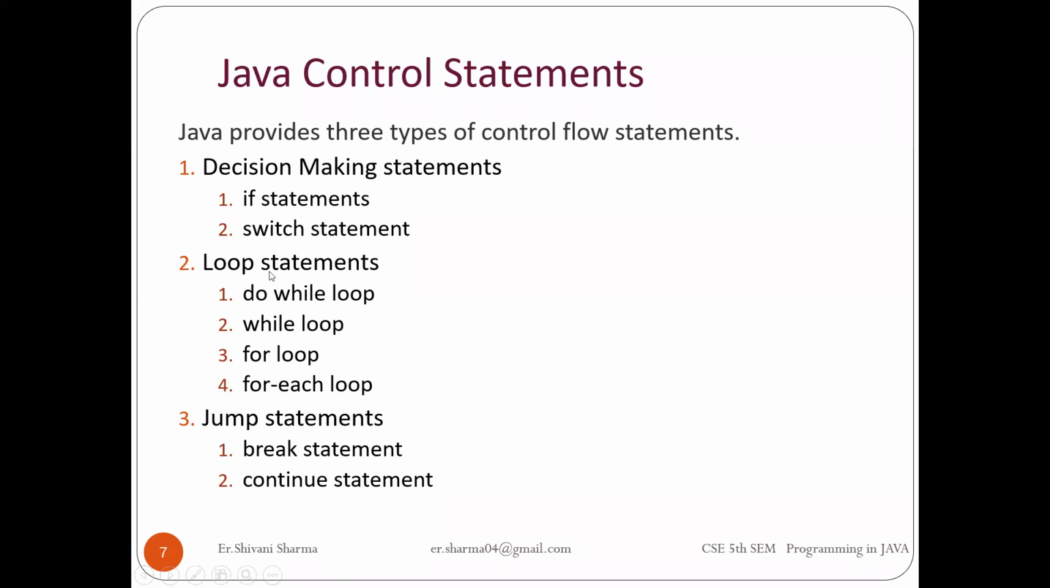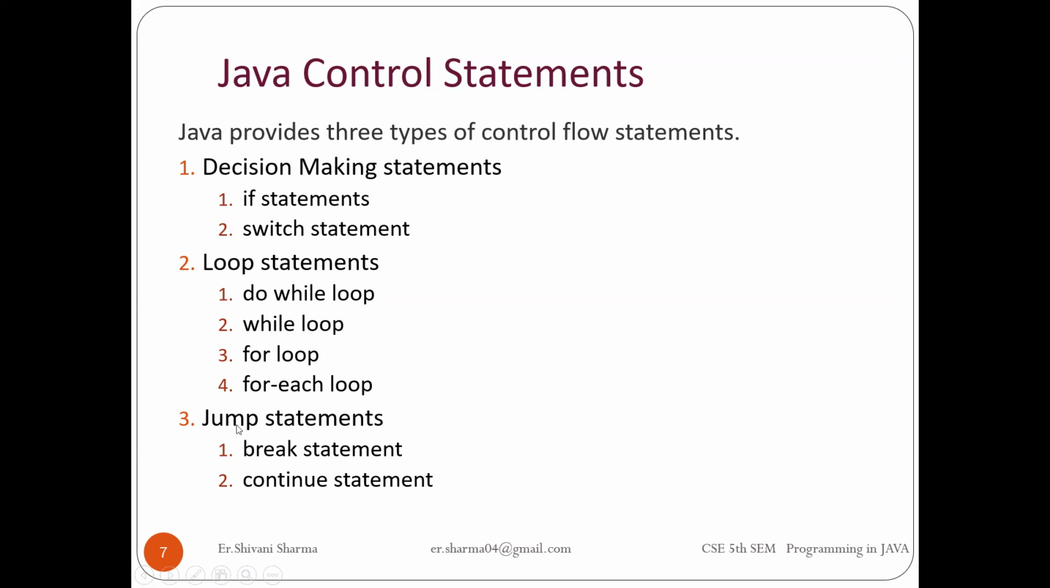And next comes looping. Repetition of steps is done with the concept of looping. You are already aware of the do while loop, for loop, and there is one more, that is the for each. This is the one thing that differs from C++. C doesn't have the for each, but Java contains the for each loop also.